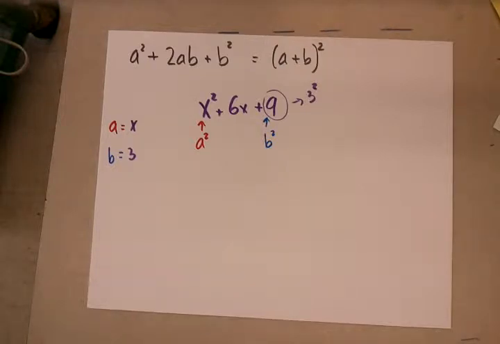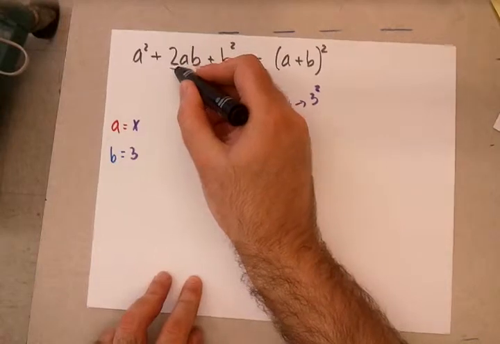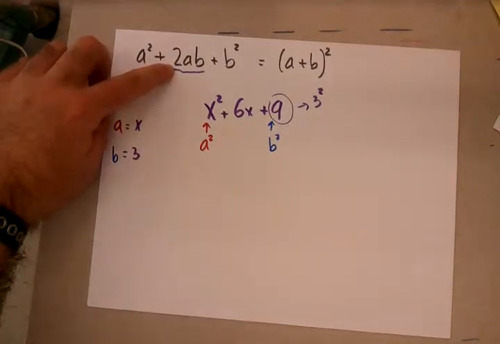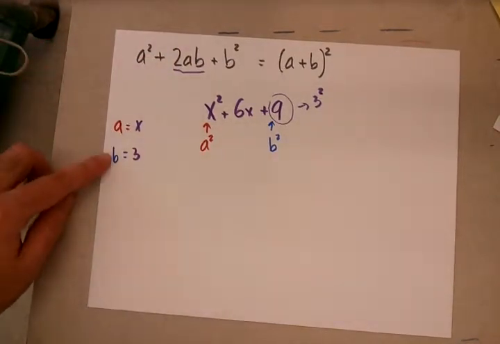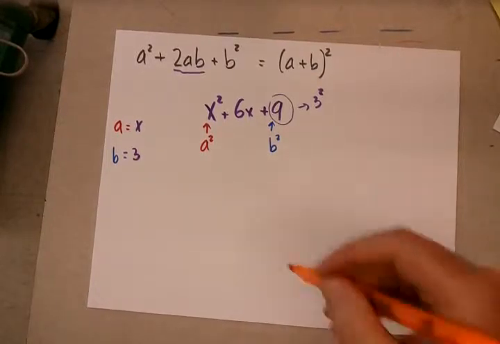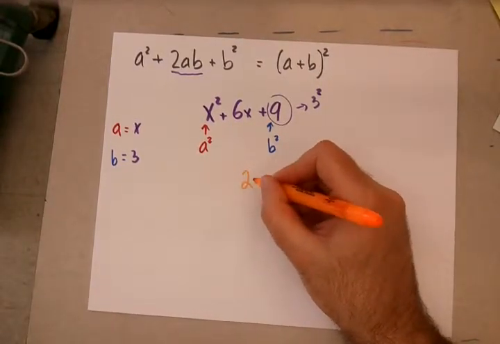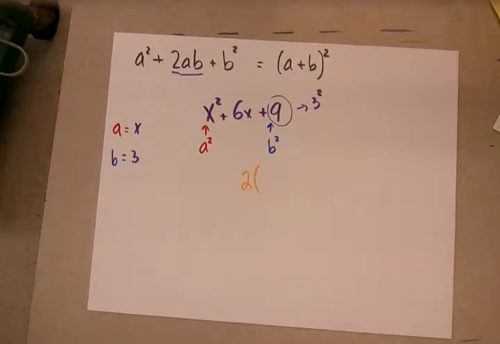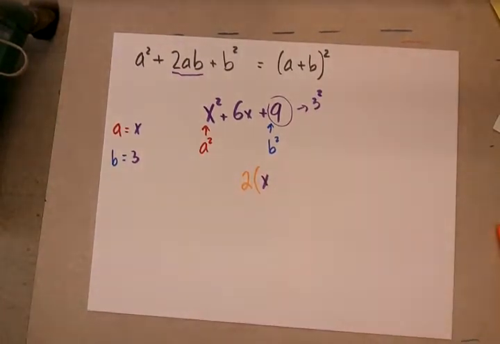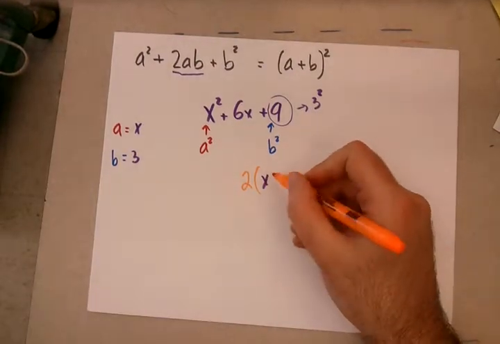Next up, we have to check to see if we have the middle term, which is the 2AB. To get that, we take a 2 and multiply it by our A and the B. In this case, the A is the x and the B is the 3. So we're going to take our 2 and multiply it by the x and the 3.